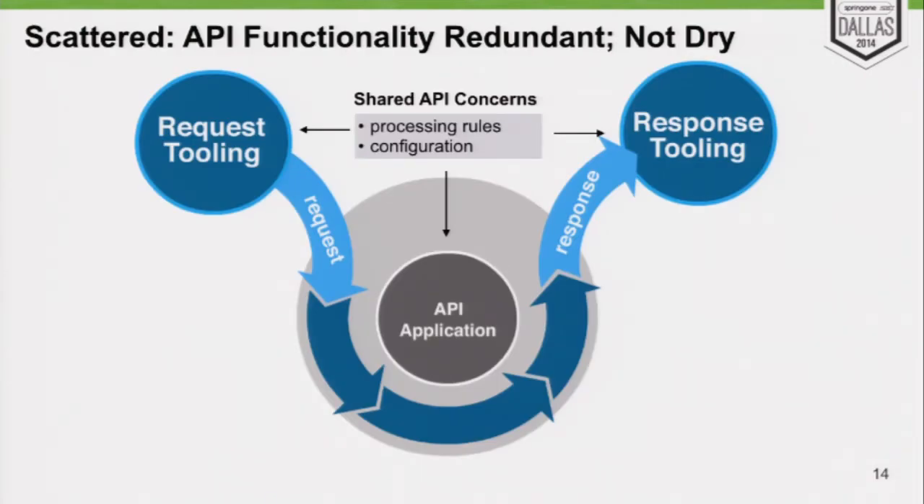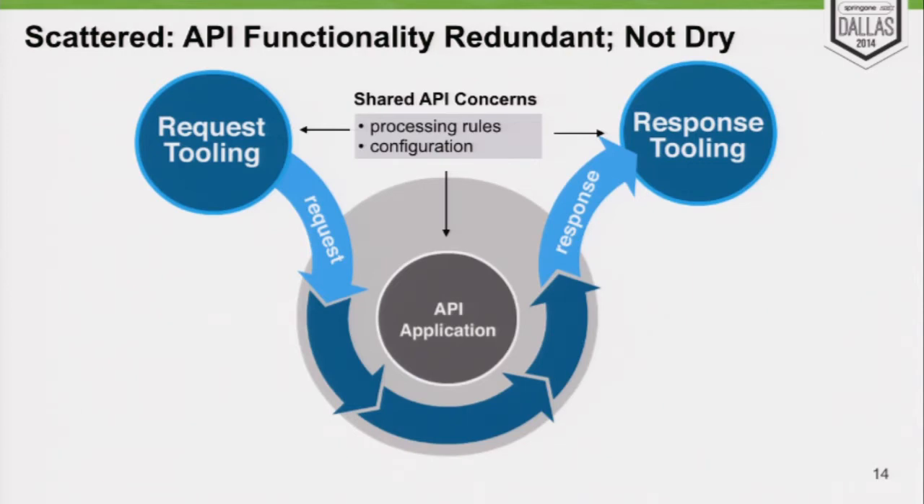First, we have scattered functionality, and that's not DRY. As we already stated, the API functionality is duplicated across all the concerns. Request tooling, response tooling, and the API application. You can move everything out to the request tooling and the response tooling, but because we still have to handle things within the API application, like batching and things like that, where we're going to be sending them back across the communication layer, you still have to do those checks within the application.